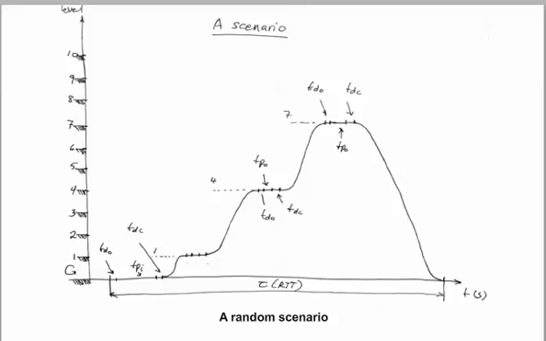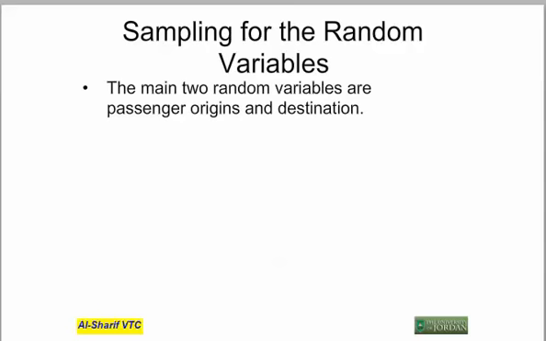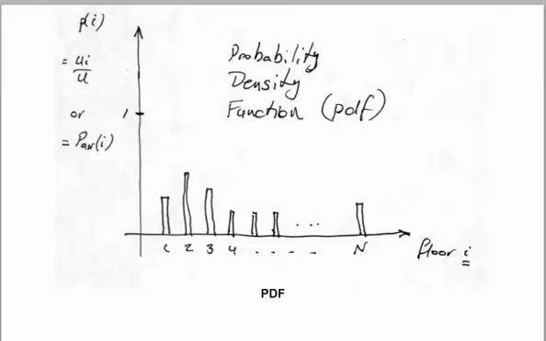This is one scenario. Obviously, we need to repeat this scenario a large number of times in order to get an average value for the round trip time. So the two main random variables are origins and destinations, and we can sample those origins and destinations by producing what is called a probability density function, a PDF, and a cumulative distribution function. This is just the mechanism by which we can actually generate these random arrivals and random destinations.